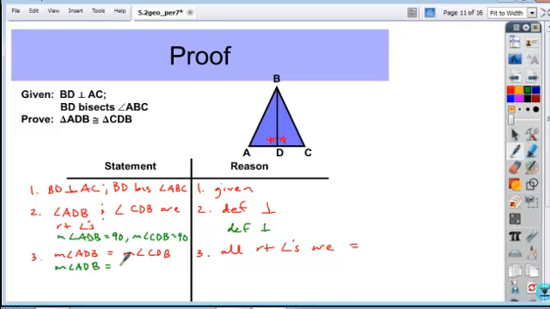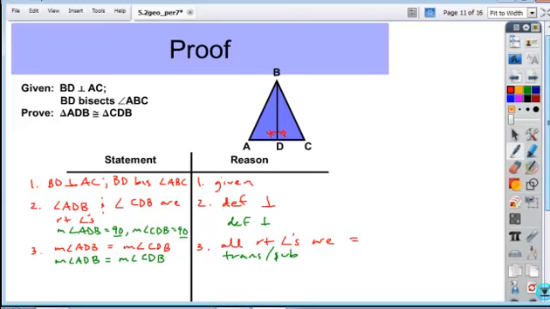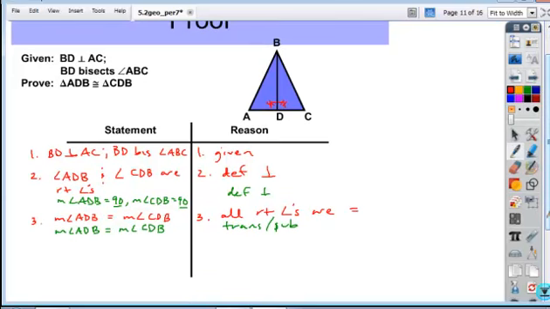Except what would our justification be for this? Here we have in green two things that are equal to the same thing, therefore they are equal to each other. And what's that justification? Transitive property or substitution. Okay, so you could have performed either of those steps. Regardless of that, we can now move on. We have this one pair of angles that are equal.